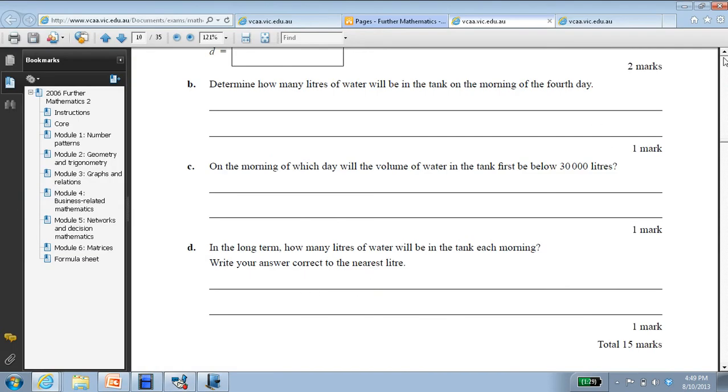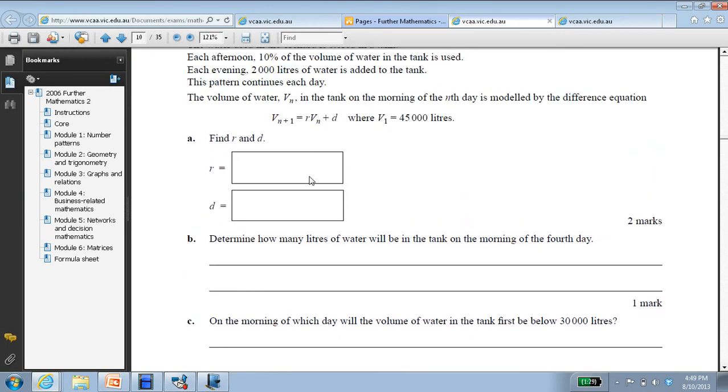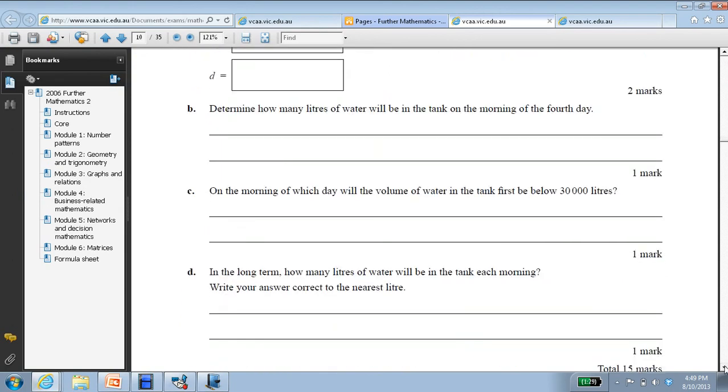So simply by being able to correctly type a difference equation, we had to set it up first, but by being able to just simply type that in, we were able to get 3 very easy marks just by reading things straight off our calculator.